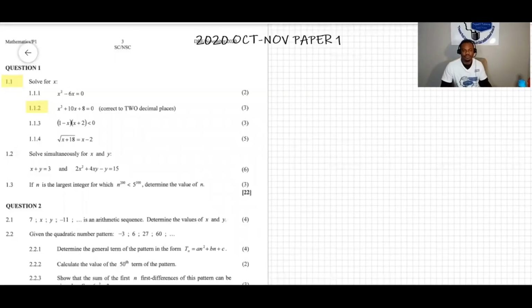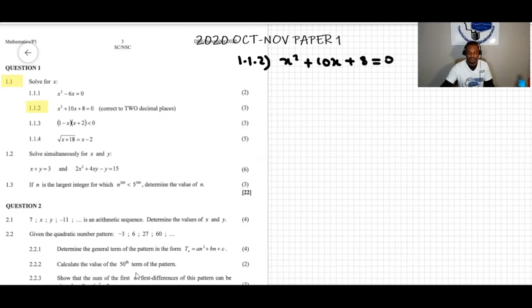Well, we're doing question 1.1, and in the previous video, we did question 1.1.1. Now we're going to do question 1.1.2. I'm going to write the question here. 1.1.2. It says that x squared plus 10x plus 8 equal to 0. Okay, and it also says correct to 2 decimal places.